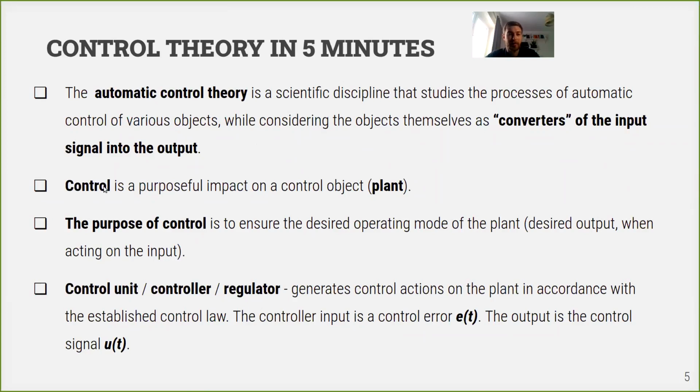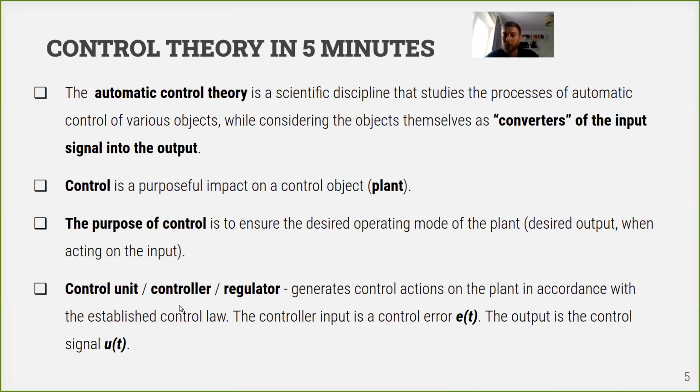So the control itself is a purposeful impact on a control object. We generate some input signals to the object, and we want to have some particular output as a result of our input. And the control object is usually called the plant. In control theory, we will use this term throughout the lecture. The purpose of the control is to ensure the desired operating mode of the plant, so the desired output, when acting on the input. So our goal is that the output has a particular form or level, and for that we are changing the input.